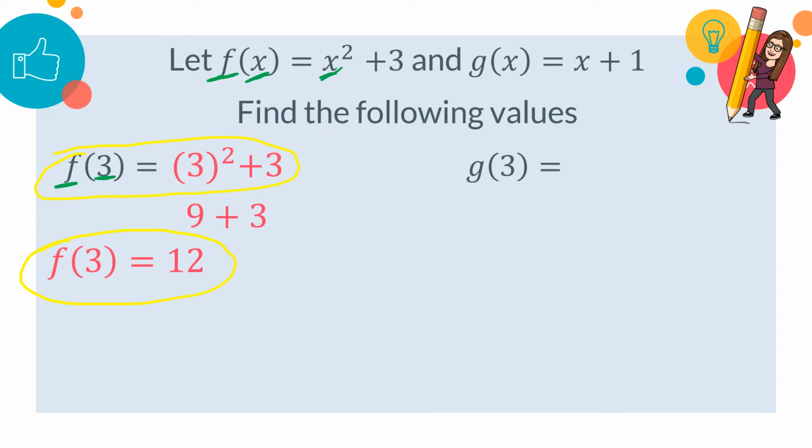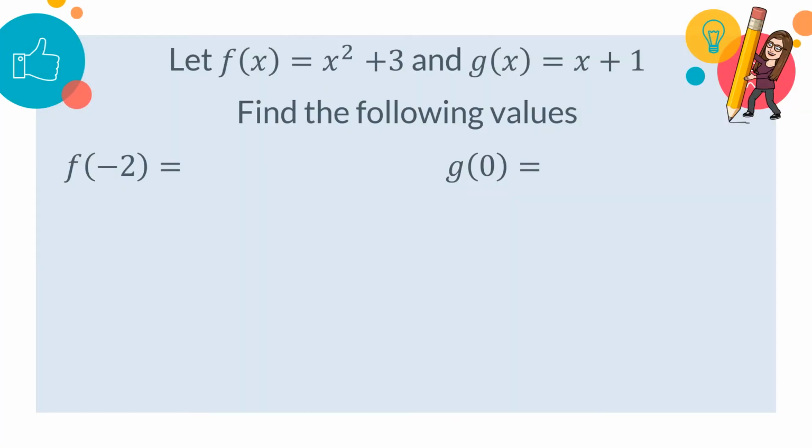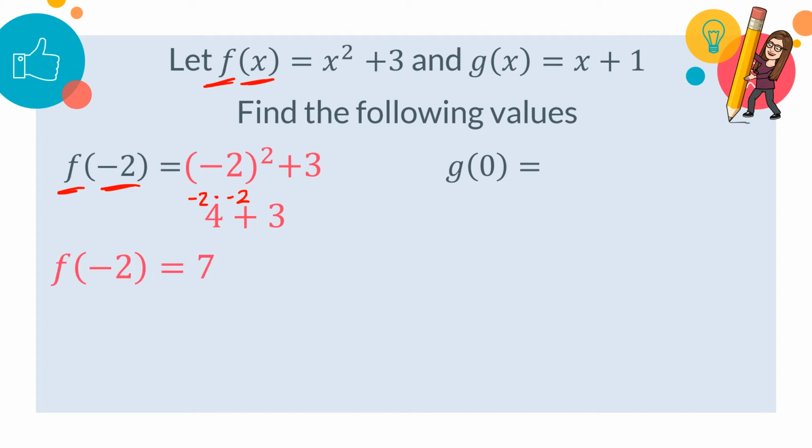Let's look at the next one. The next one says, hey, use the g function, and instead of x, plug in a 3. Sometimes the calculations are that simple. Let's look at another one. This time it says f function, plug in -2. F, plug in -2. Ooh, be careful. Remember that squared means -2 times -2. What's a negative times a negative? Positive, which leads to our much easier calculation of 4 plus 3.